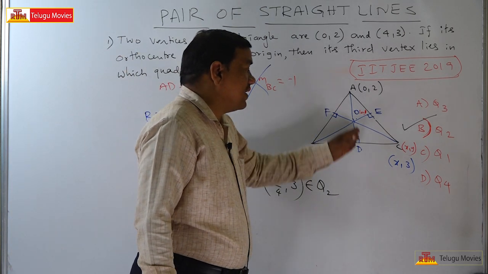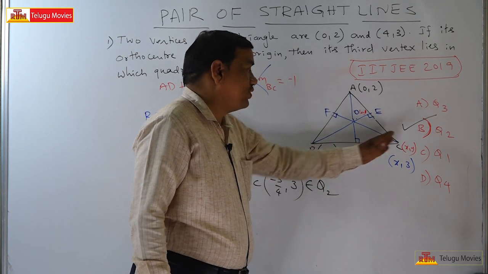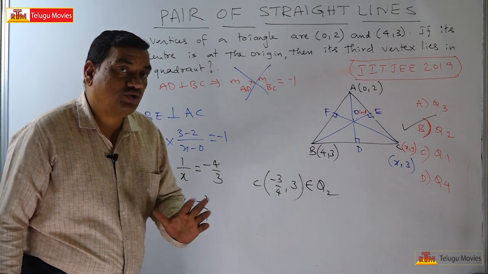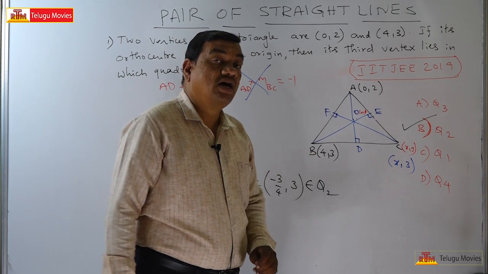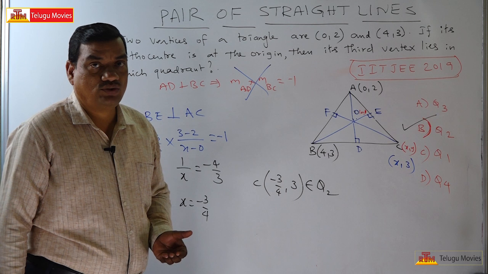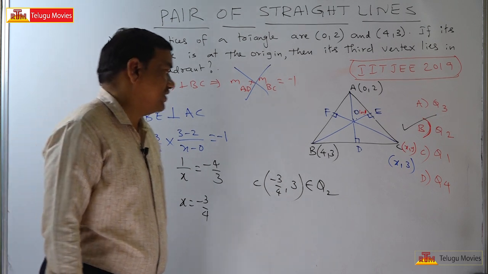So, you should not apply the formula: AD perpendicular to BC means slope of AD into slope of BC is equal to minus 1. You should not apply that. Why? Because AD is the y axis, and BC is a line parallel to the x axis. You should not apply that condition.